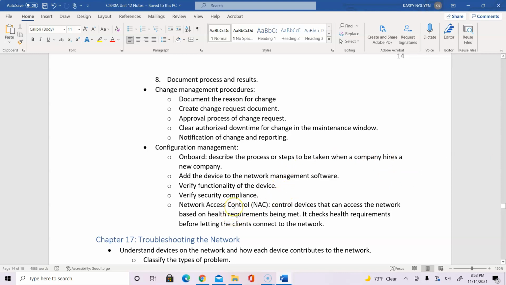And we would use network access control, NAC, to control devices that access network resources based on health requirements that are being met by the client systems. Such as when you connect a laptop to the network, right? It needs to have anti-malware scan and updates along with certain types of safety precautions, firewall, and other things.